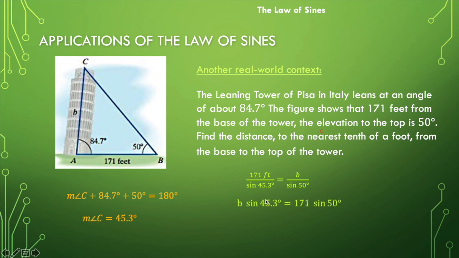Cross multiply. B times the sine of 45.3 degrees is equal to 171 times the sine of 50 degrees. Divide out the sine of 45.3 degrees on both sides, and then crunch this expression using a calculator. And we end up with a result that side B, it's almost the height of the tower, the height of the leaning tower, is 184.3 yards.